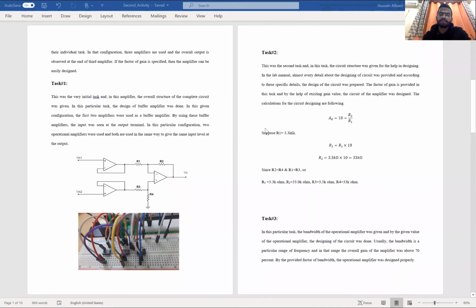This was the first task of this lab, and in this lab, the buffer amplifiers were designed. The instrumentation amplifier was having 3 amplifiers, and the first 2 amplifiers were the buffer amplifiers.